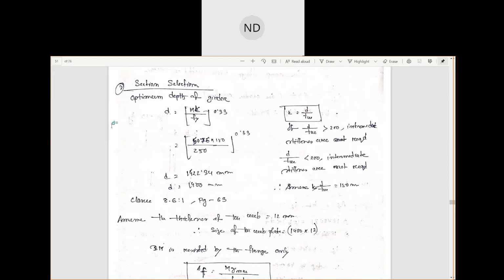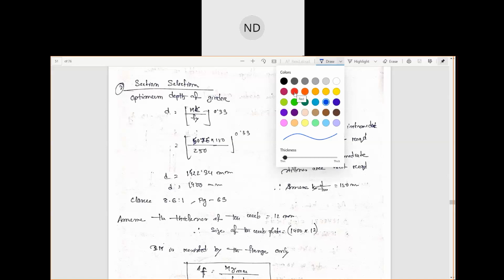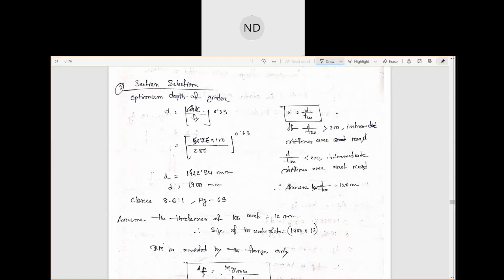D is equal to (M K / Fy) to the power 0.33, where M, capital M, is your bending moment. So the depth of the girder is given by (M K / Fy) to the power 0.33.